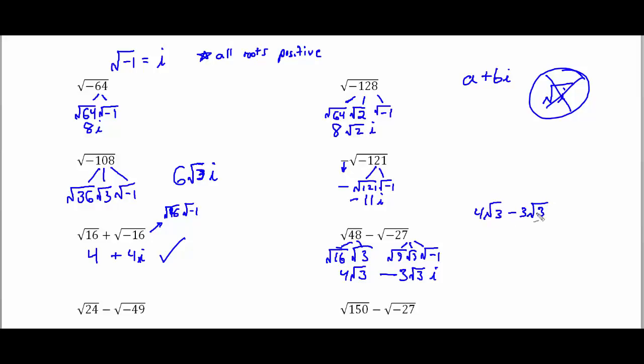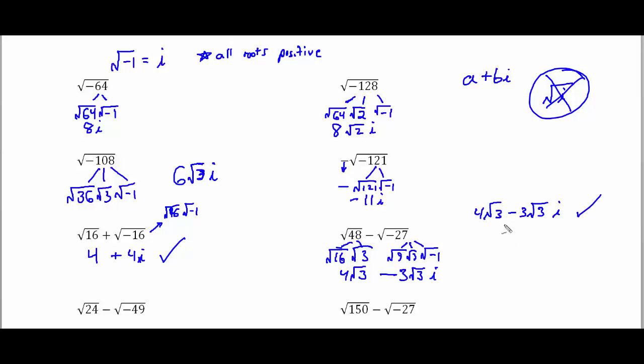Now, if it was just that, if it was 4 square root of 3 minus 3 square root of 3, then my answer would be 1 square root of 3, or just square root of 3. But this has an i at the end of it. Could we combine these now? And the answer is no, you can't combine them. You can't combine these at all.